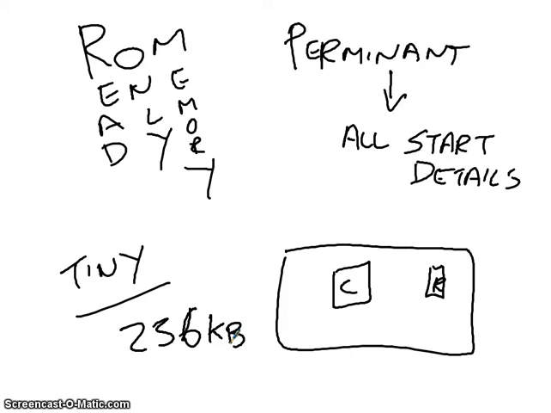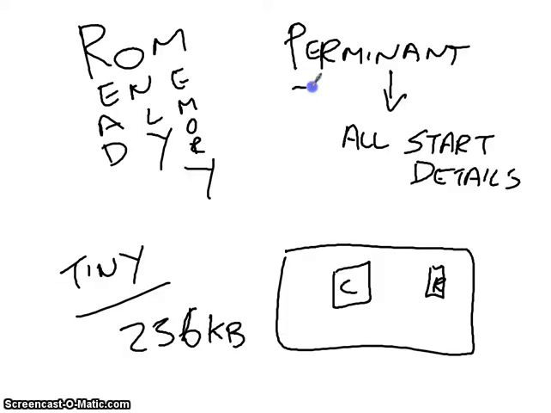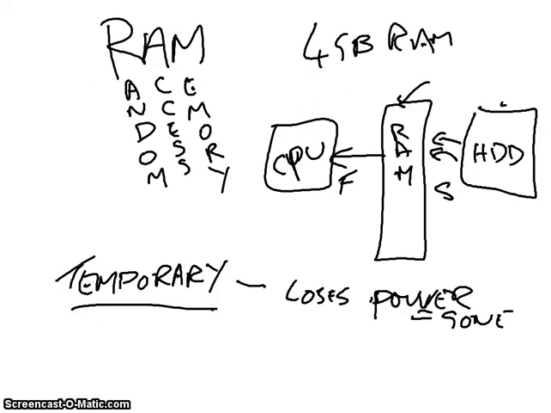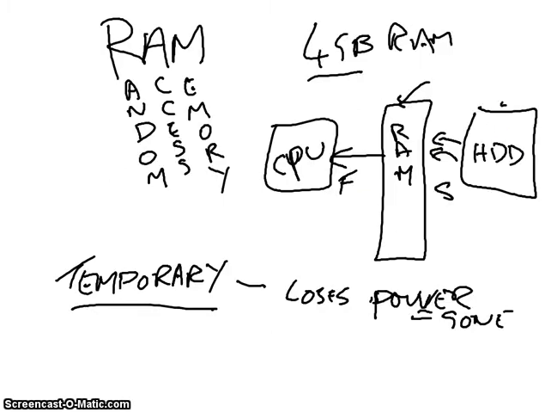The main difference is RAM being temporary and ROM being permanent. RAM having lots of space, and ROM having very little. ROM holds all the startup details. RAM helps the computer when it's running.